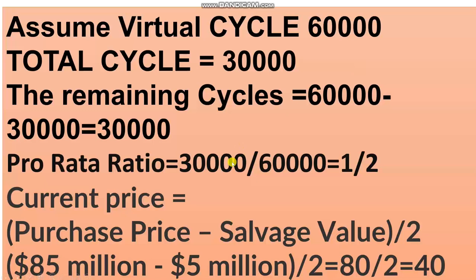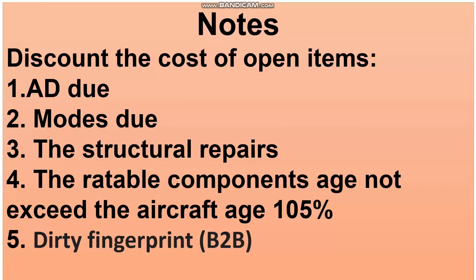This is by cycle. If you use the flight hours, do the same thing. Get the pro rata ratio from the remaining hours over 120,000 flight hours, and calculate the ratio and then the price.